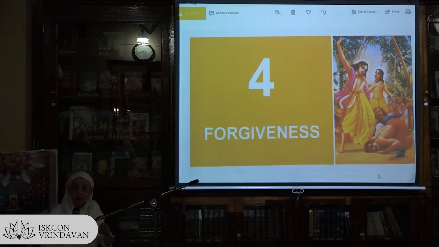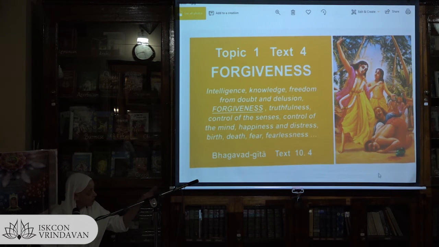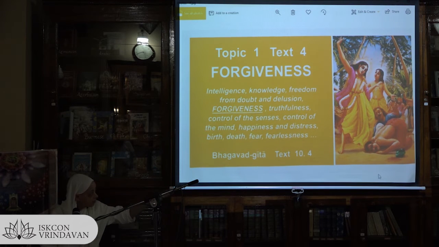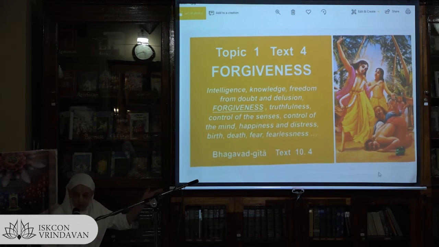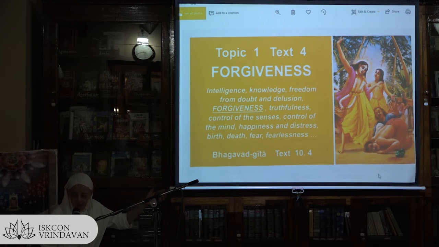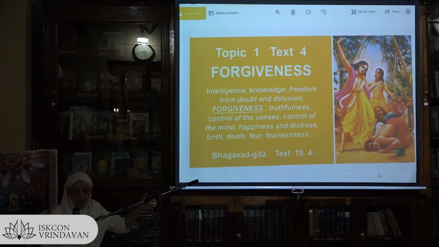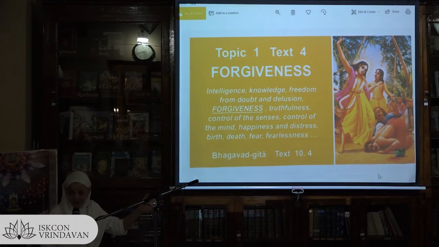Now there are 20 opulences, qualities listed in these 2 verses. I picked forgiveness, and I try to find a picture that shows that. Now what is that picture all about? Right, there is Lord Chaitanya ready to do what? He's ready to kill, right? Jagai and Madhava. Okay. What does Nityananda do? He stops them.